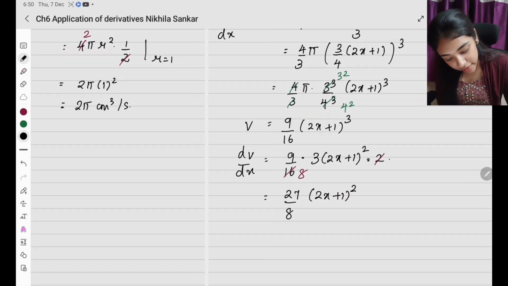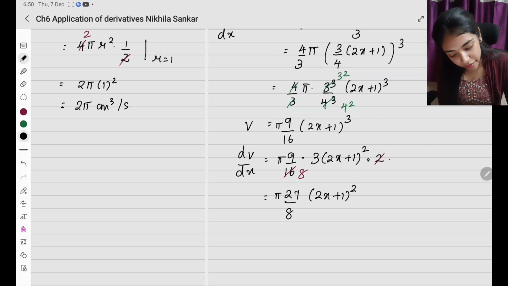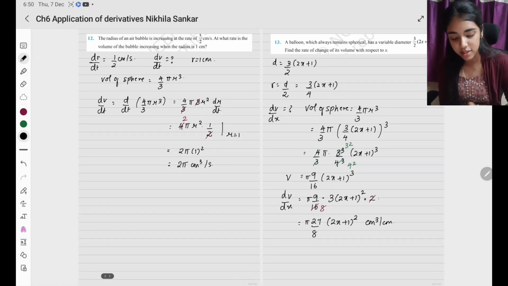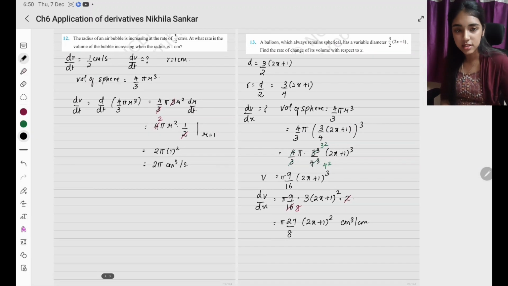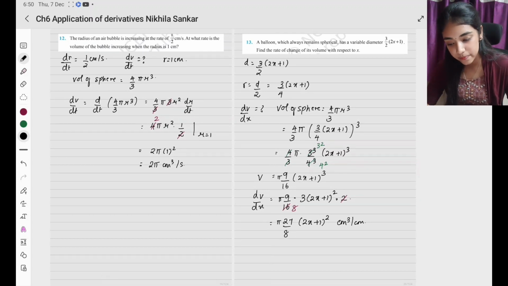So I have pi times that. So my final answer is that the rate of change of volume is going to be in centimeter cube per centimeter. The value of x is not given, so we are finding the rate of change of volume with respect to x. Okay. Please copy.